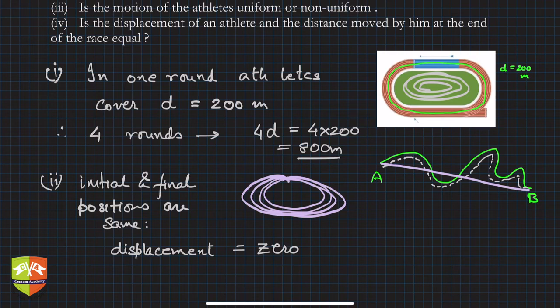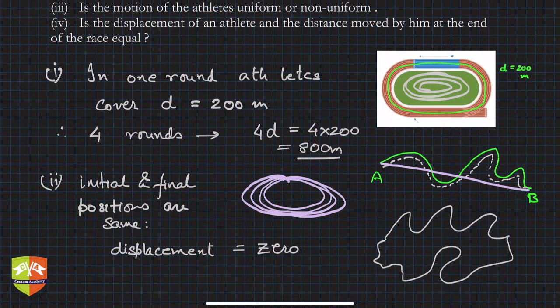Now it doesn't depend on the shape of the path actually. Whichever path you take and you come back to the original point, the final and initial positions are the same, and hence there is no displacement, irrespective of the nature of the path you take. Now, is the motion of the athletes uniform or non-uniform?